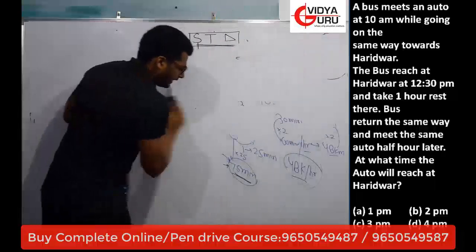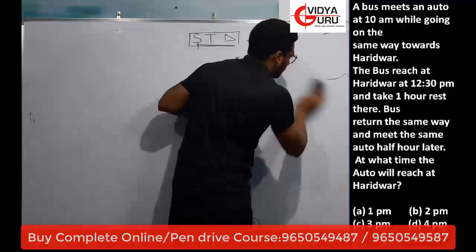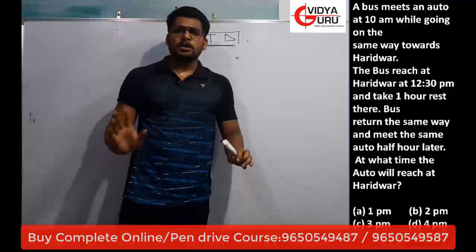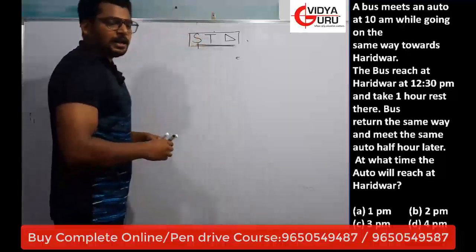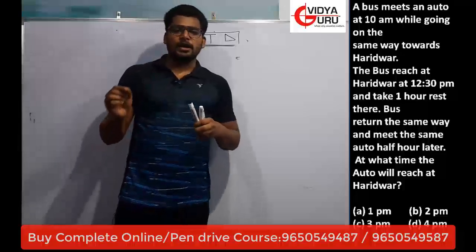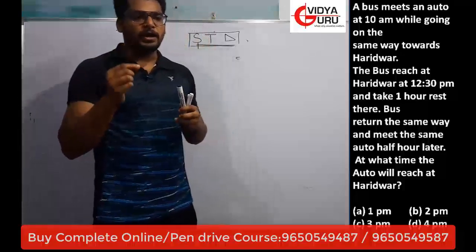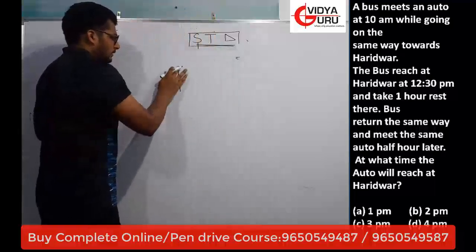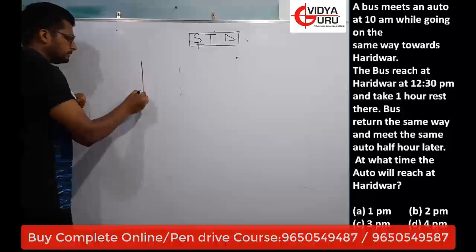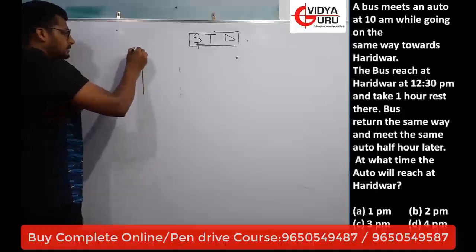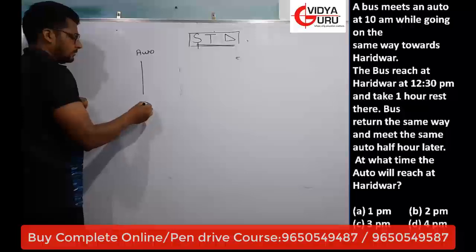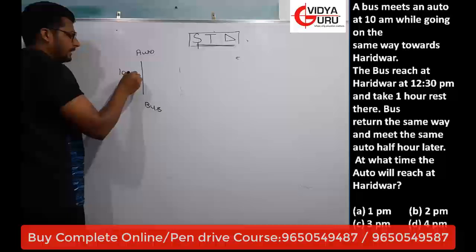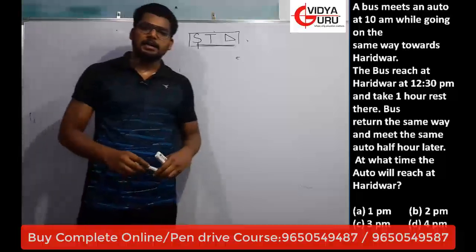Now we are taking 2-3 very interesting questions. We will solve this question only by figure. What is the question saying? A bus meets an auto at 10 a.m. while going the same way towards Haridwar. That means a bus and auto. Let this be the auto and this be the bus. They meet here at 10 a.m.